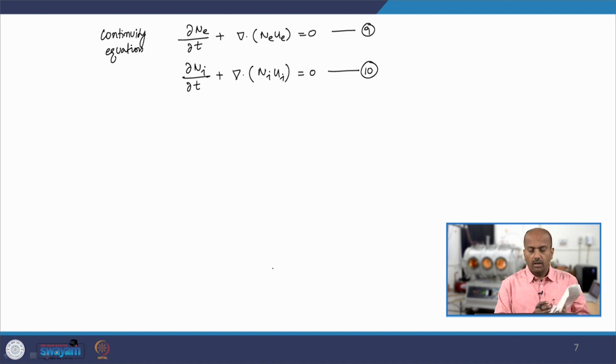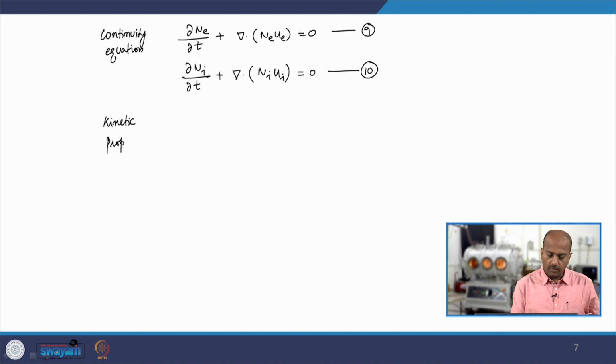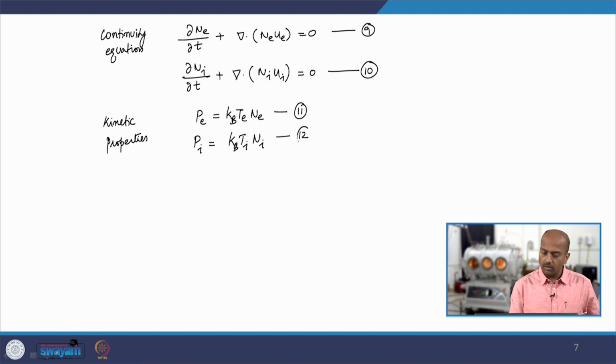We already have 10 equations. In addition, we will need the thermodynamic properties, or the kinetic properties of the fluid, which can be addressed by the simple equation P = nkT. So, the electron fluid's pressure is Pe = Kb Te Ne, and Pi = Kb Ti Ni. Let us say this is equation number 11, equation number 12.